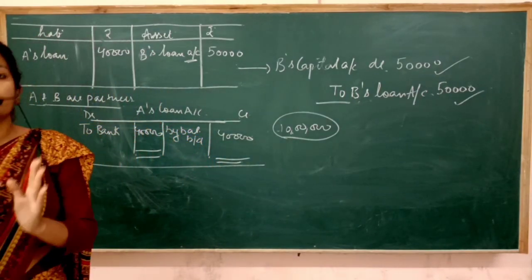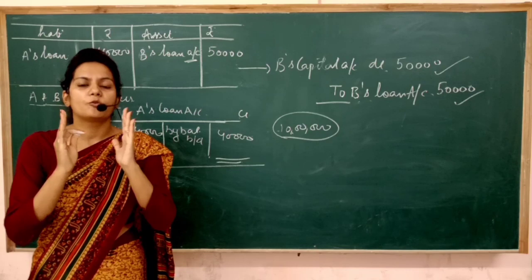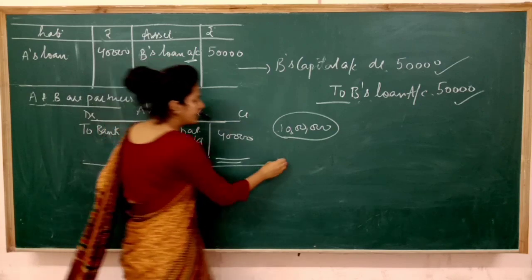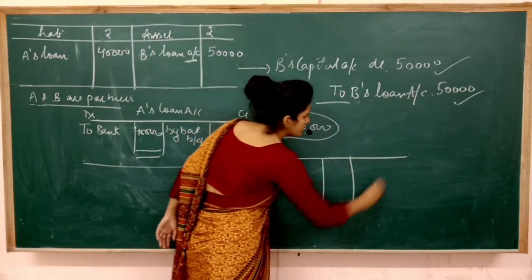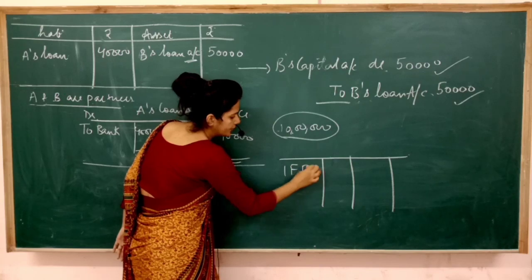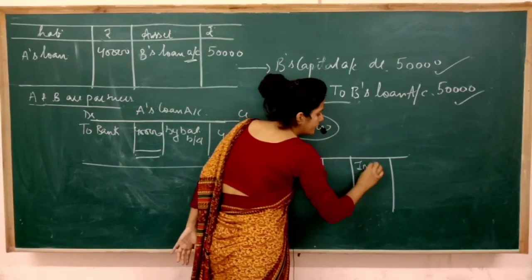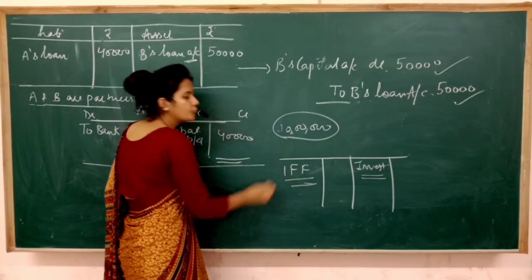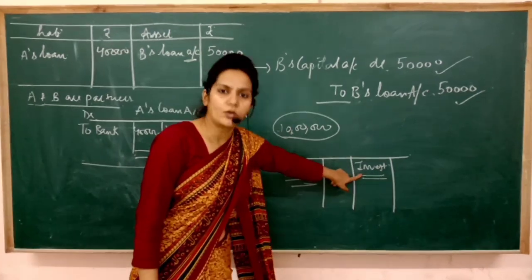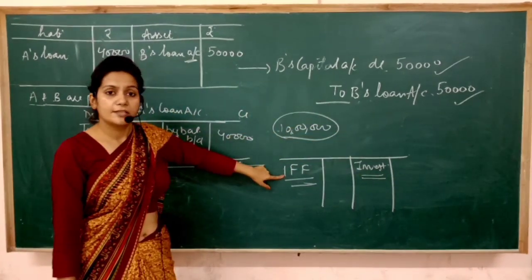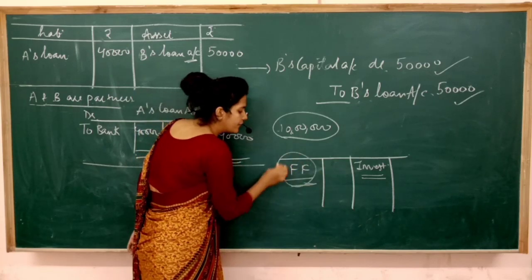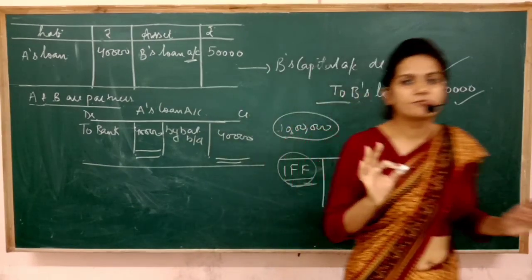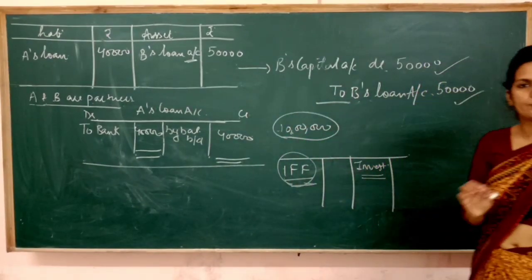But it will be transferred to realization account only and only when investment is appearing on the asset side. Like suppose IFF is given to you here and investments are given to you on the asset side, then only you are going to transfer this IFF to realization. If investments are not given, still IFF is there in the question, then this IFF will be transferred to old partners in their old ratio. It means in that case, we'll be transferring the IFF to partners' capital account.